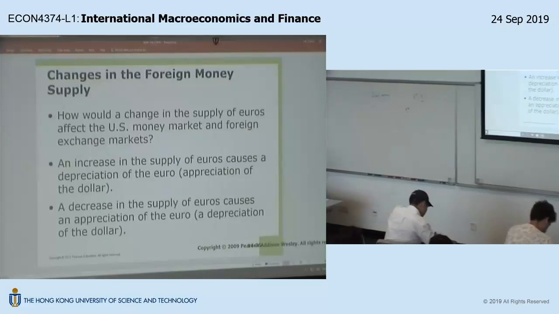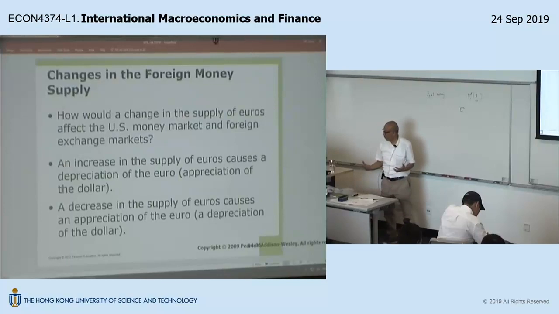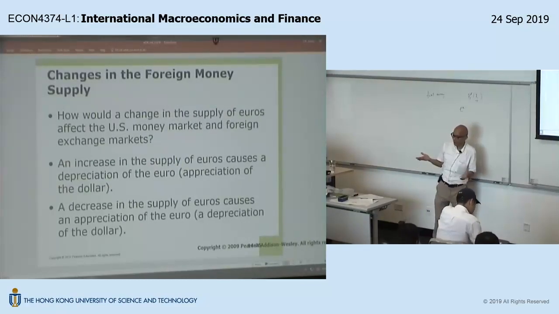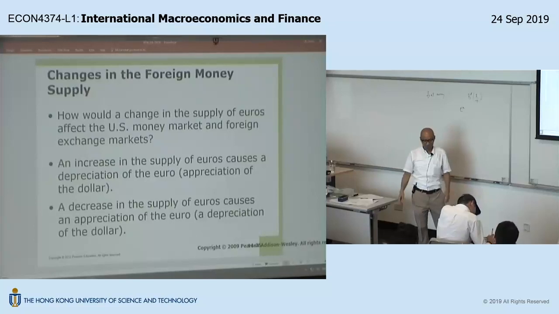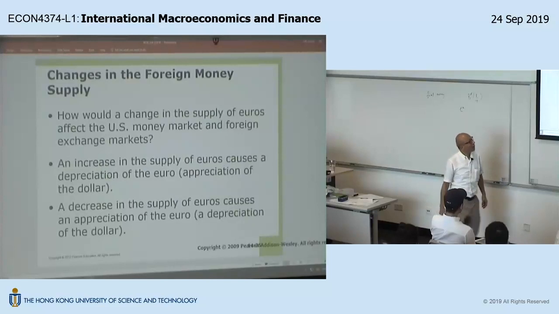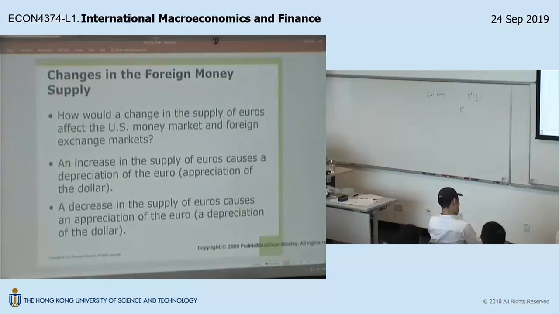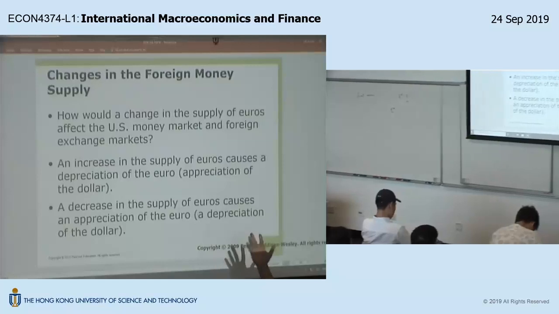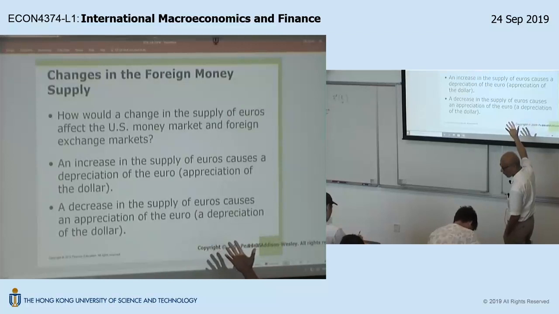So, changes in foreign money supply. Just now we talked about changes in domestic money supply. Well, a change in foreign money supply should be very easy, right? You imagine that foreign is domestic, so the argument is symmetrical. How would a change in the supply of euros affect the U.S. money market and foreign exchange market? An increased supply of euro causes a depreciation of the euro, right?